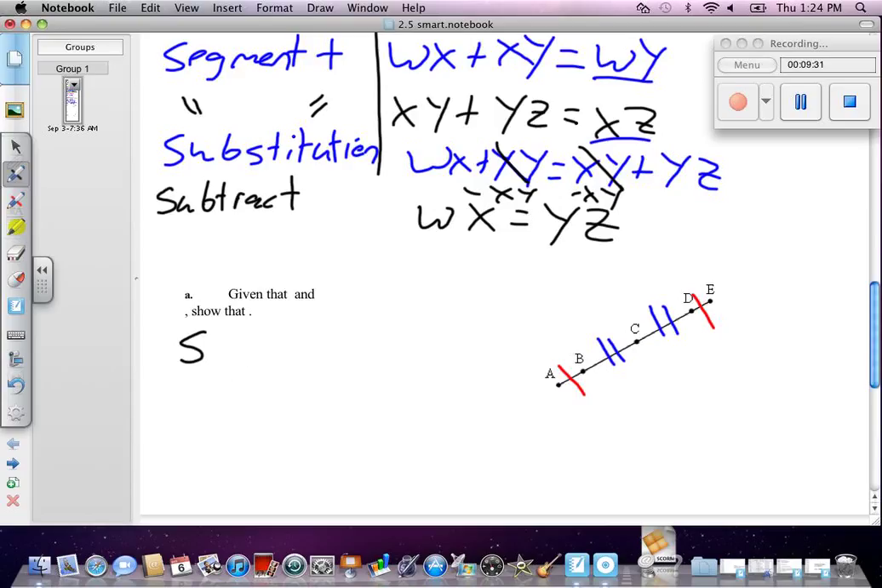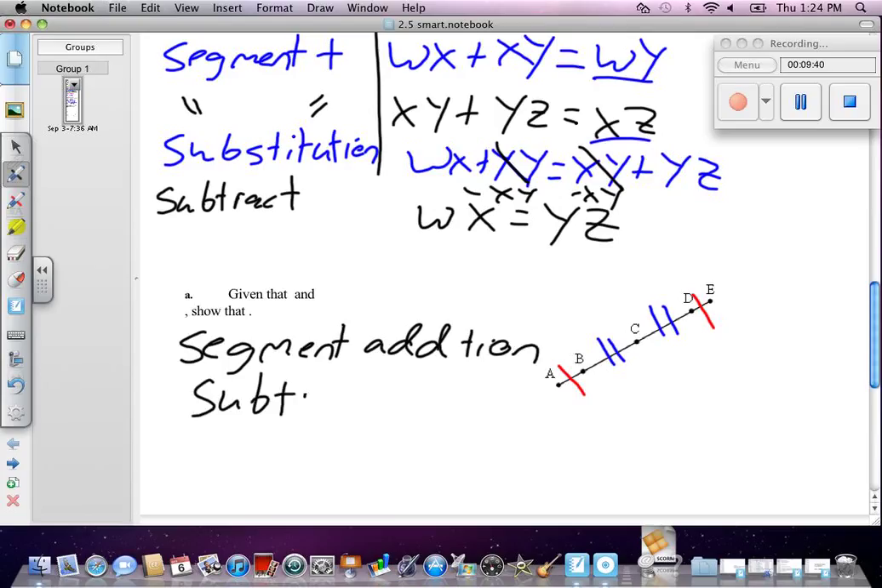Segment addition. Segment addition for sure, maybe multiple times. Subtraction. We're going to have to use some subtraction, yeah? Let's spell it right this time. What's given? Okay. What else? You're going to have to use the given for sure. Substitution. You're going to have to use substitution.